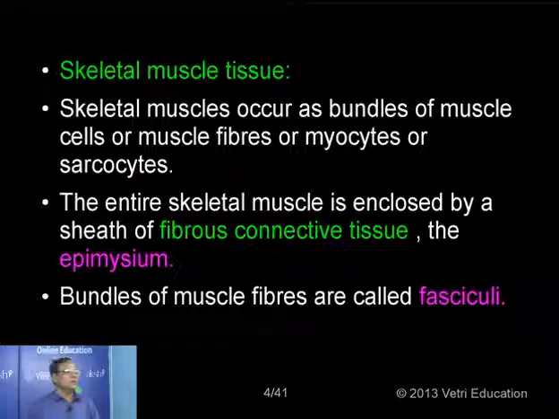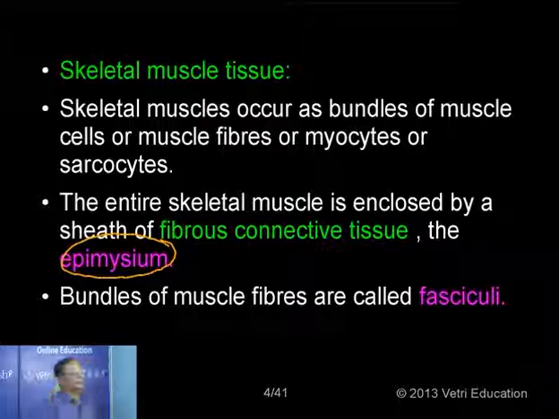Then, let's take the entire muscle. Normally the skeletal muscles are found attached to the bones. The entire skeletal muscle has a covering. It is ensheathed by a fibrous connective tissue, more or less a dense fibrous connective tissue. So the whole muscle is covered or enveloped by a fibrous connective tissue, which we call epimysium. I will show you the picture later.